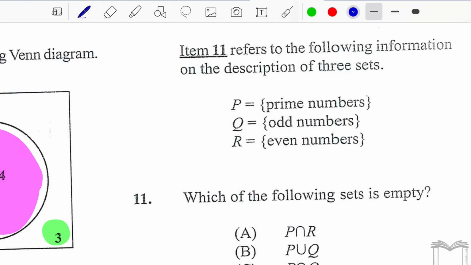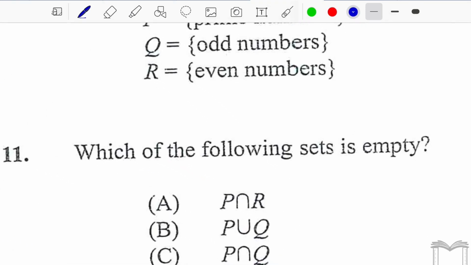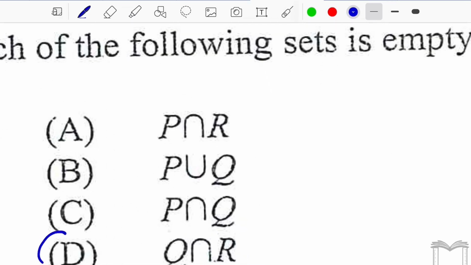So Q intersect R, which is odd numbers intersecting even numbers. Most of us should know that even and odd numbers are different. There is no even number that is an odd number, or no odd number that is an even number. So these are definitely different. There's no intersection, no number that is both even and odd. So your answer will be D.